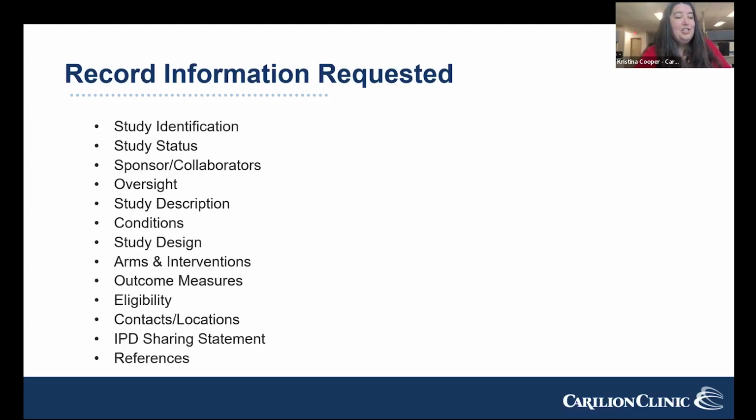IPD, sorry, I should have spelled that out. That's individual participant data. They do ask you for a sharing statement. There is no right or wrong answer. It's just whether you are going to share it. You say yes or no. It does provide a free text box where you can provide additional information if needed. And then finally, references. If you've utilized any other studies in the past, any publications to help support your trial, you would list those there.